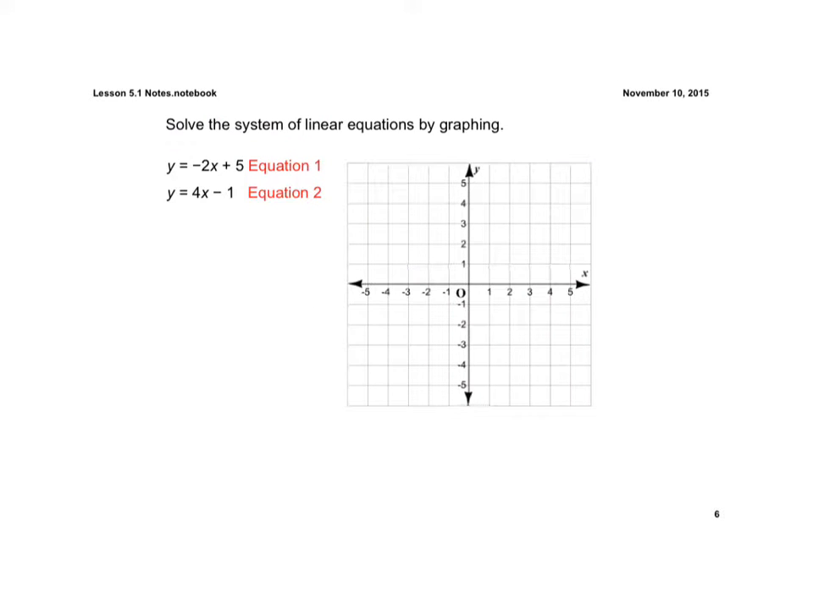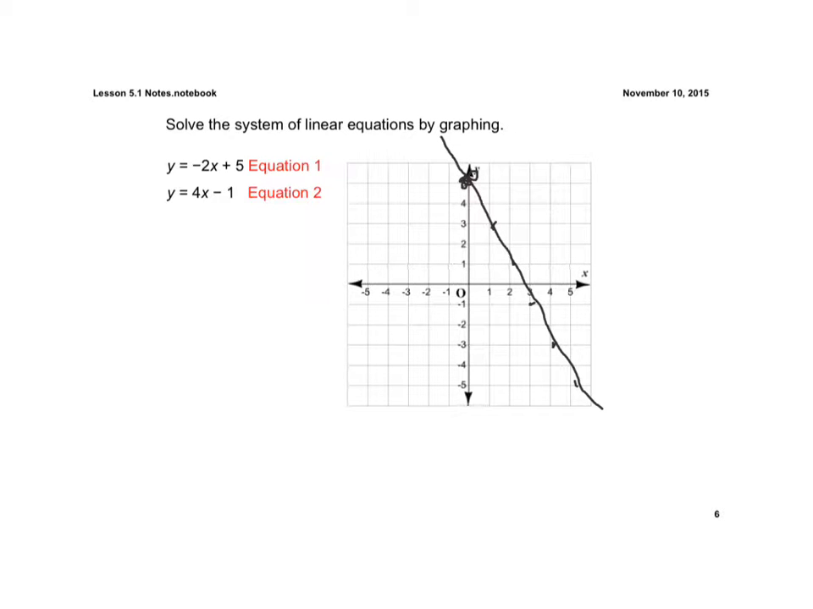So in this first example, we're going to graph them, and so the first one has a y-intercept of 5 because we're just going to use slope-intercept form, and then goes down to right 1, down to right 1, down to right 1, and again we just continue that pattern and we go ahead and we draw our line.